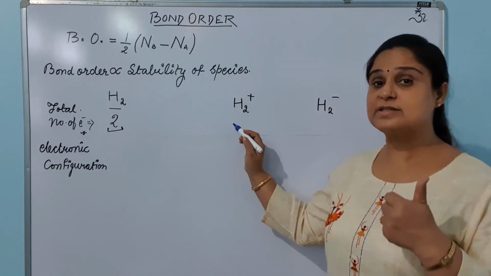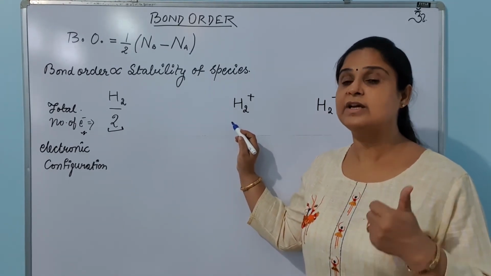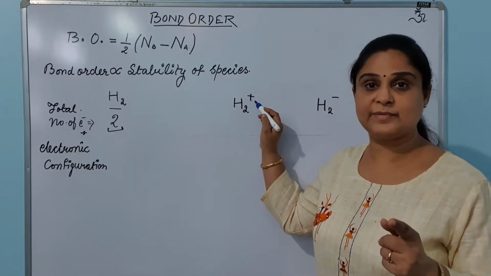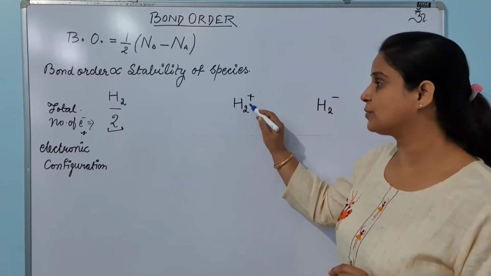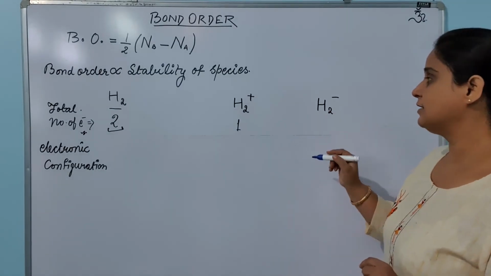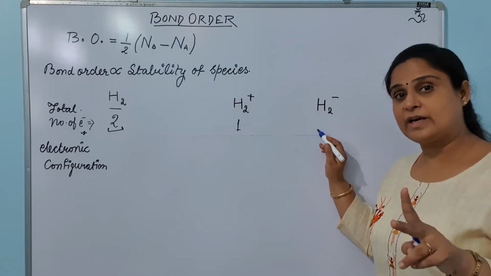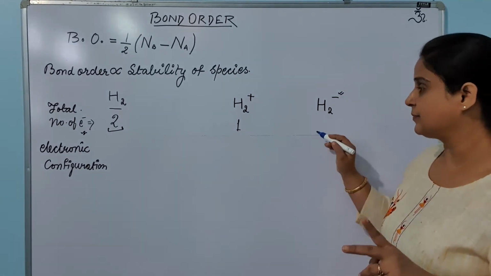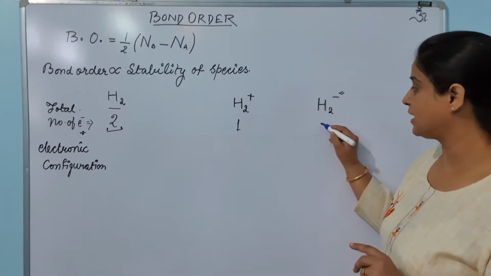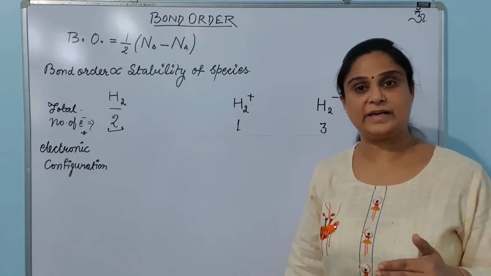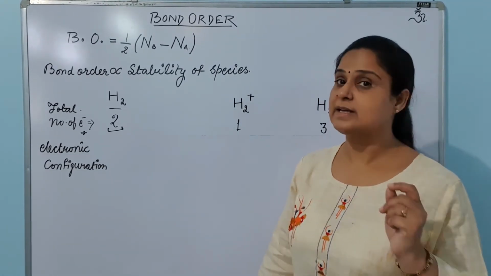In this species, one hydrogen and the other hydrogen each have one electron, and one electron is being lost here. So the total number of electrons in H2 plus will be 1. And here, one electron from both the atoms along with one electron which is being gained by this species, so there are 3 electrons in this species. Fine. Now we are going to fill the molecular orbitals in these species.